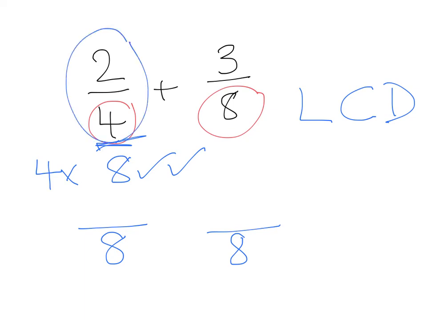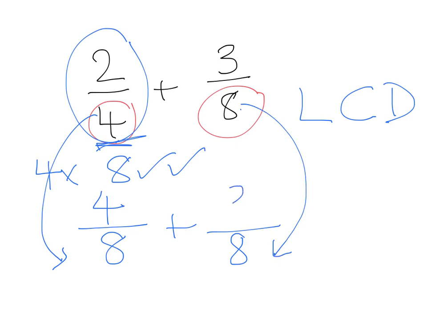Now we have to convert this into eighths. How many times does 4 go into 8? 2 times. 2 times 2 is 4. Plus, how many times does 8 go into 8? Once. Once times 3 is 3. Oh, it's the same. Now, our answer is 4 eighths plus 3 eighths. Our denominator stays the same, we just add the top two. So, 2 fourths or quarters plus 3 eighths equals 7 eighths.